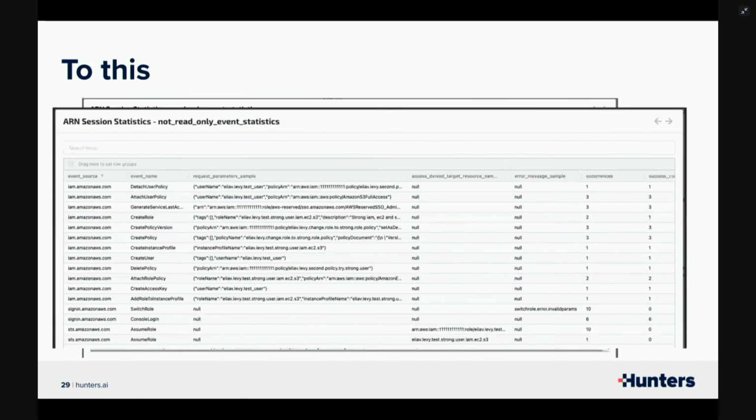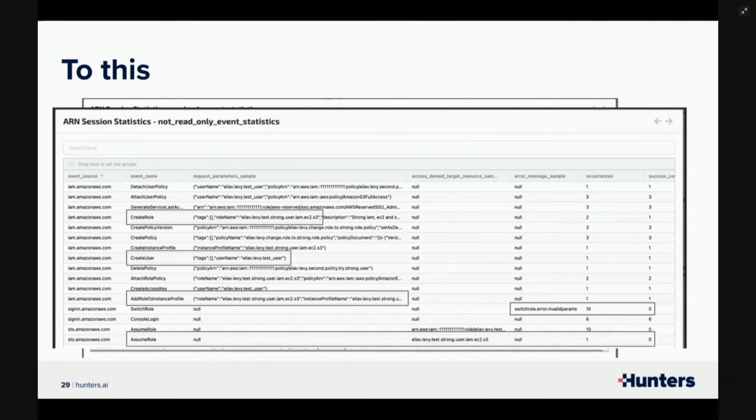And more interestingly, in the non-read-only or more sensitive events, we only have about 15 overall summarized rows. We can see here basically what he did. He created a role called Eliav Levy test role, created a user, attached this role to an instance, and so forth. Otherwise, he called switch role in the portal 10 times and failed all of those times because of invalid parameters, and also tried assuming a role, but also got an IAM access failure. He tried assuming this specific role. All of these are extracted from different fields. So very quickly I can get an understanding of what happened, and this saves a lot of time for a person investigating AWS incidents.